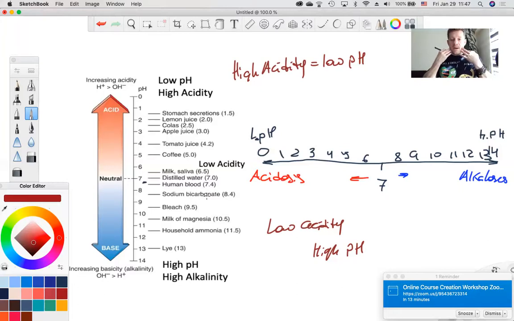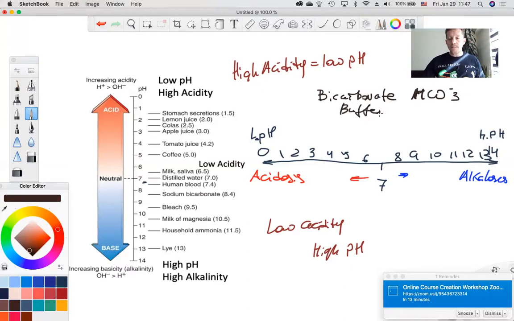Saliva has a chemical called bicarbonate that neutralizes acidity. It's HCO3, right? So that's the bicarbonate. Another name for bicarbonate is buffer. Also in our blood, we have the same chemical, bicarbonate, that neutralizes acidity.